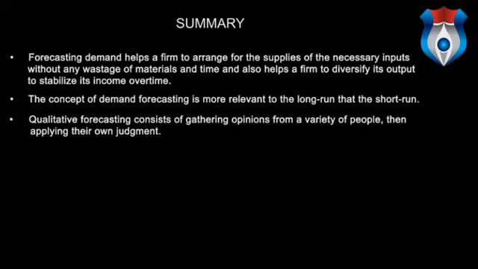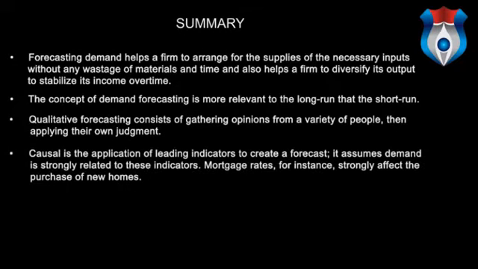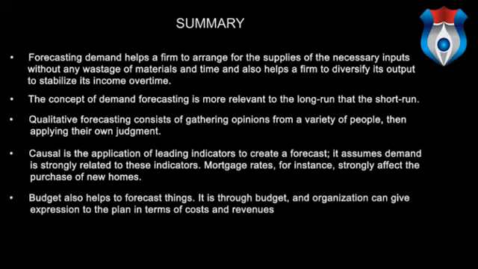Qualitative forecasting consists of gathering opinions from a variety of people, then applying their own judgment. Causal is the application of leading indicators to create a forecast. It assumes demand is strongly related to these indicators. Mortgage rates, for instance, strongly affect the purchase of new homes. Budget also helps to forecast things. It is through budget an organization can give expression to the plan in terms of costs and revenues.